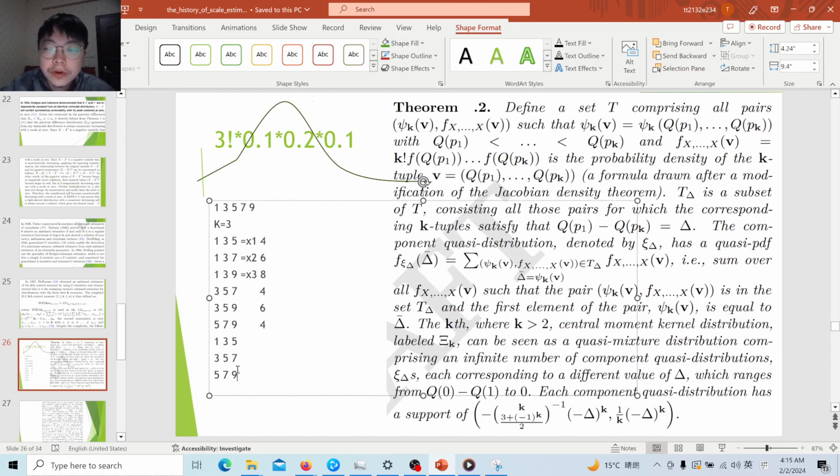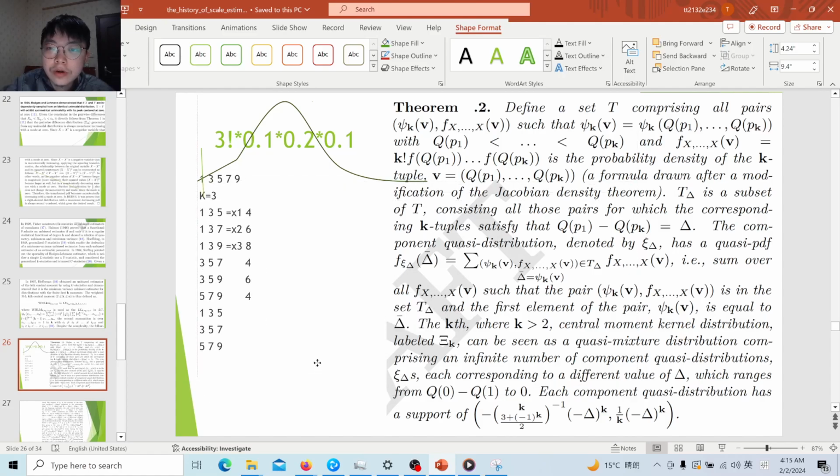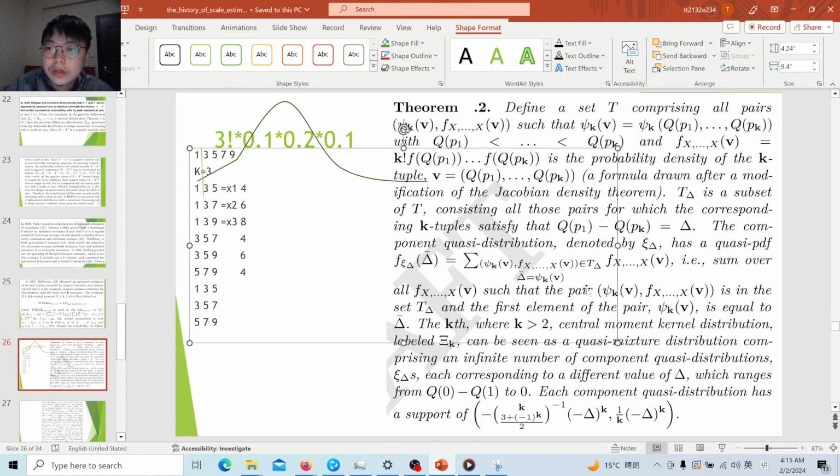So then we can define a component quasi-distribution. We consider the distribution of this subset. This component quasi-distribution has a quasi-probability density function that we get by summing over all the probability density such that the pair is in this set, and also the first element is equal to the same value. So it is like that, for example.